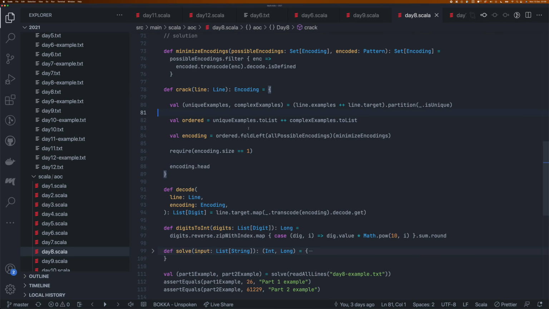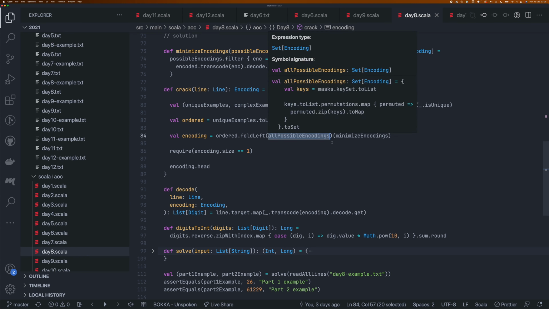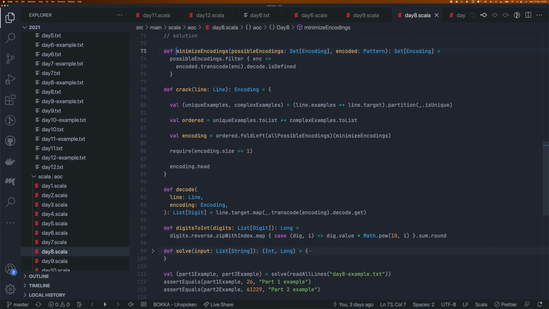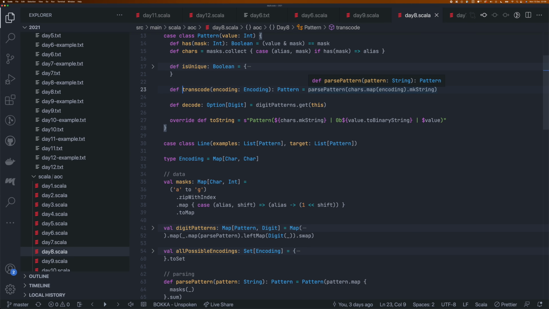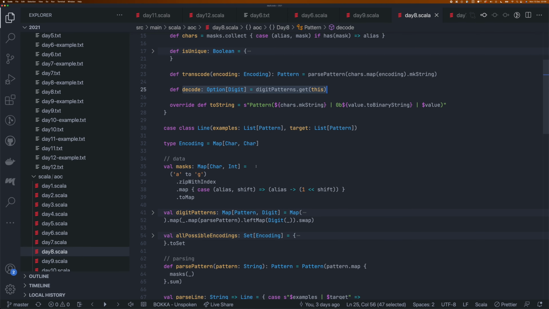And I would fold left on that to start with the initial possibilities for the encodings and try to minimize them. So what minimization actually did, we would take a set of encodings, a set because these were just maps, and we would only keep the ones that still leave a possibly valid digit when we decode the pattern using that encoding. So I actually split the decoding into two things. First, we had the transcoding, which is going from one pattern to another one using an encoding, and then decoding that, which was just a lookup to take the digit that is encoded using this exact pattern.